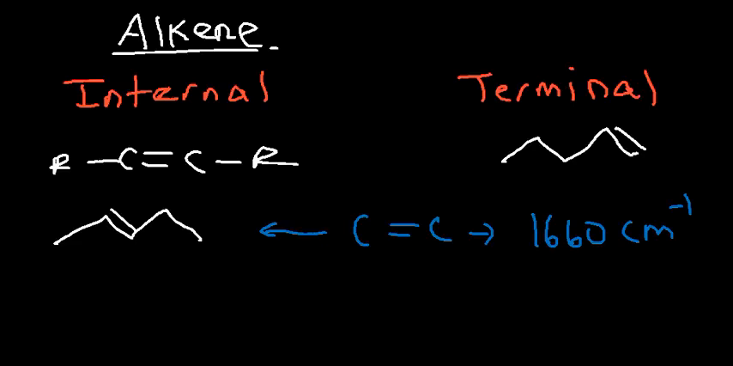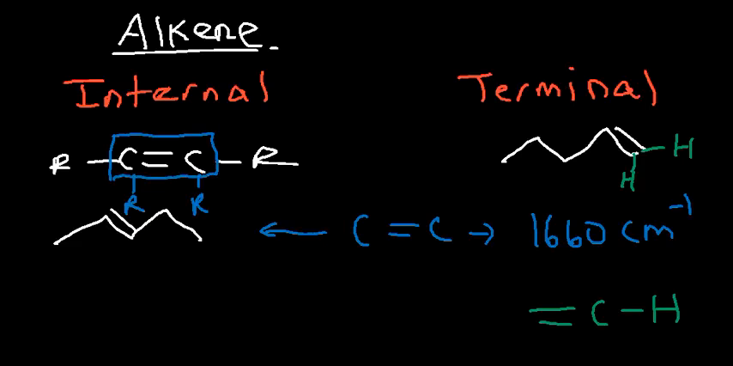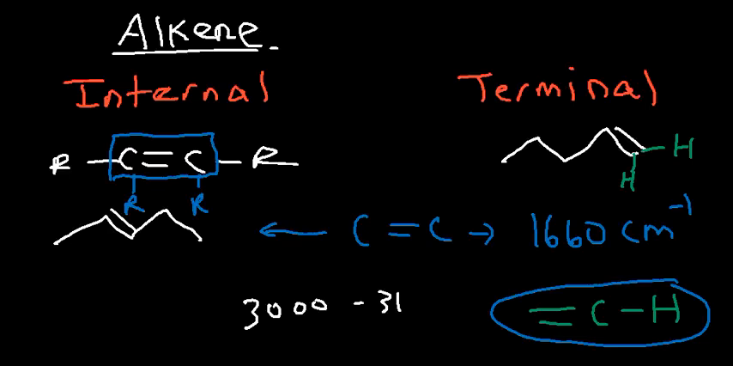Now, the way they differ, the terminal alkene has a double bond CH stretch. As you can see, there are hydrogens here. Now, some internal alkenes may have the hydrogens, but let's assume that we have one that has 4 R groups. In this case, this internal alkene does not have any hydrogens connected to it, so it won't have this double bond CH stretch. But some internal alkenes may have it. But an alkene with 4 R groups, it won't have it. So this double bond CH stretch is usually around 3000 to 3100.